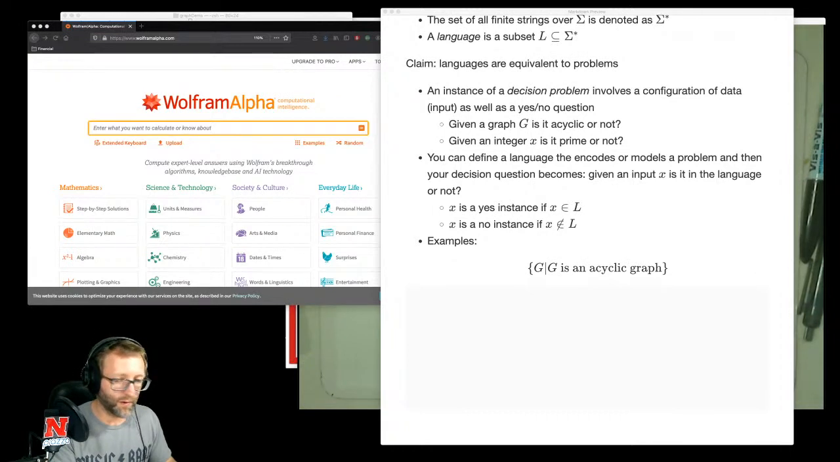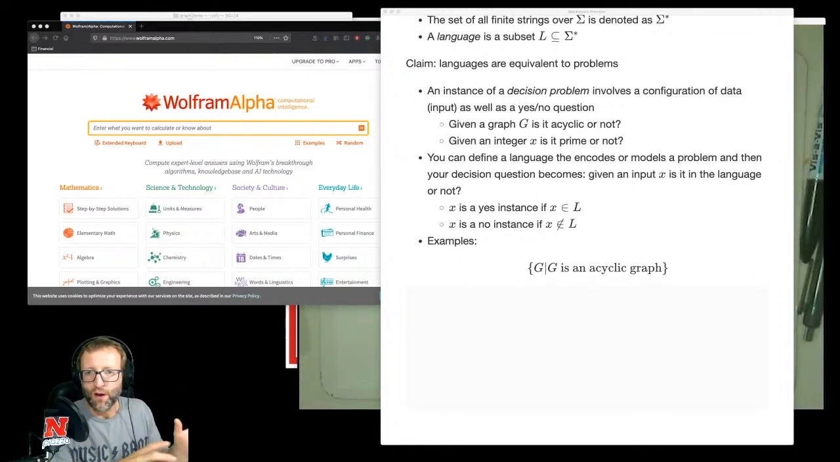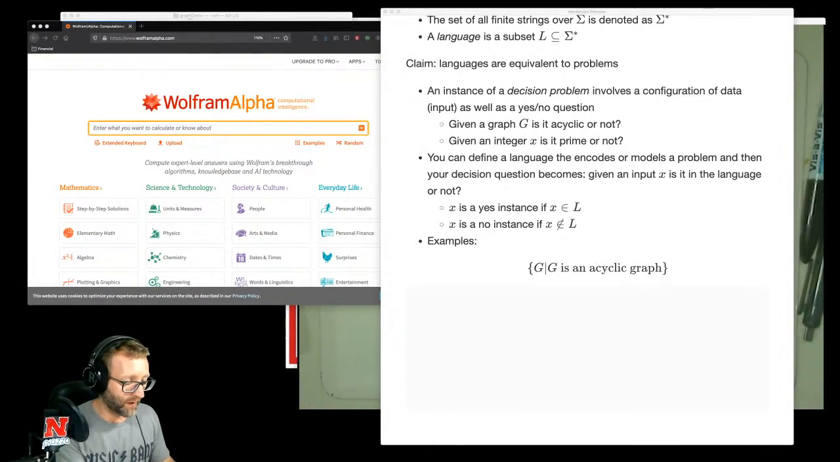All right, that'll work. So what I want is a set of all graphs that are acyclic, right? That doesn't quite jive with our definition so far, where a language has to be a bunch of binary, but we can make it so, right? As above, an integer x such that x is prime, right? A graph G such that it's Hamiltonian or not, right?